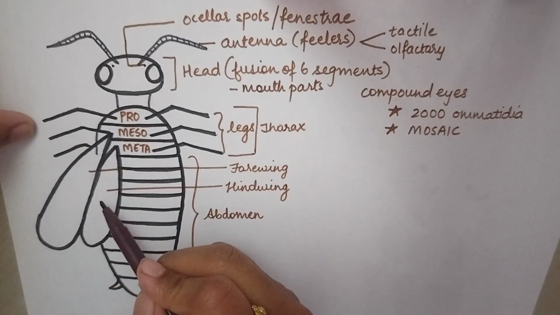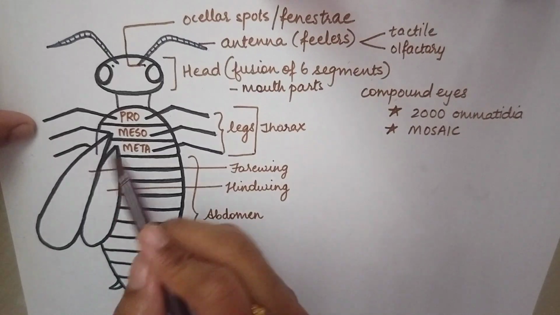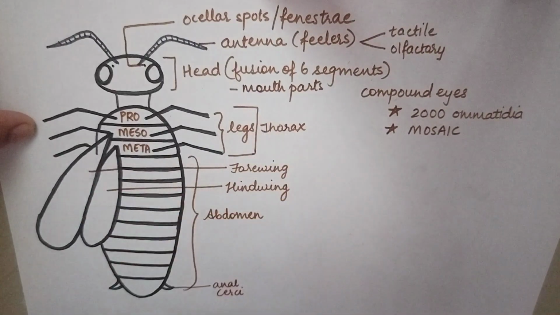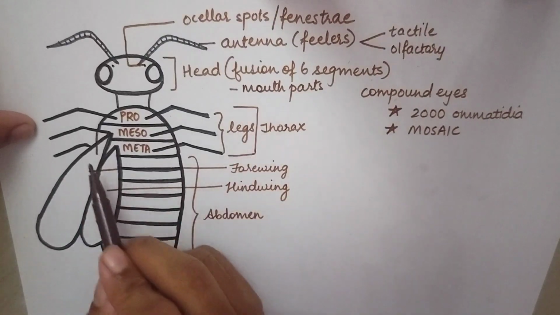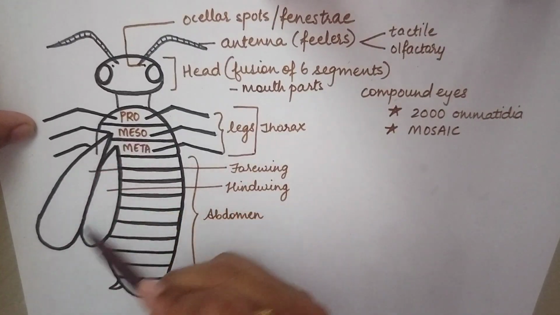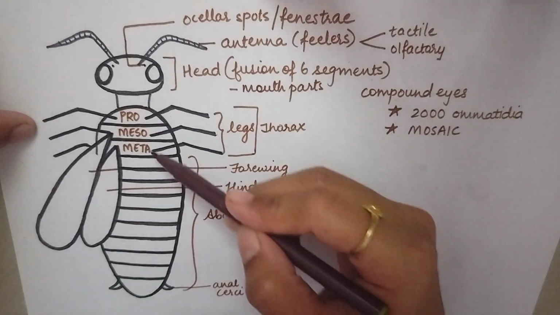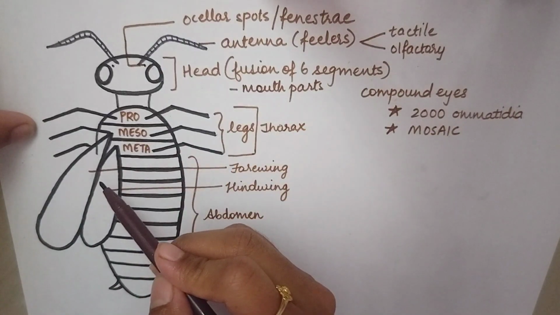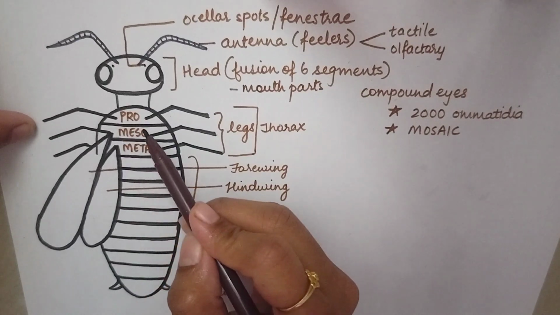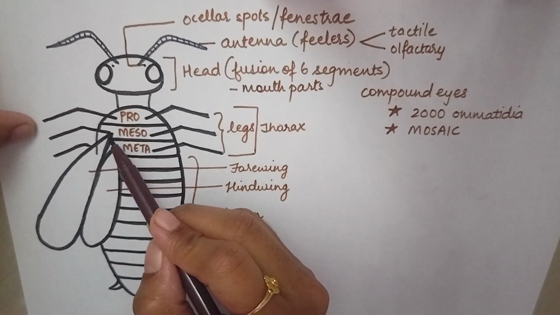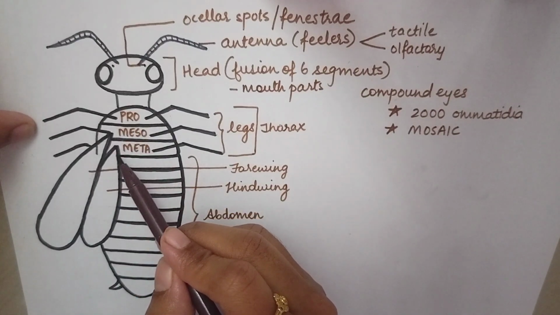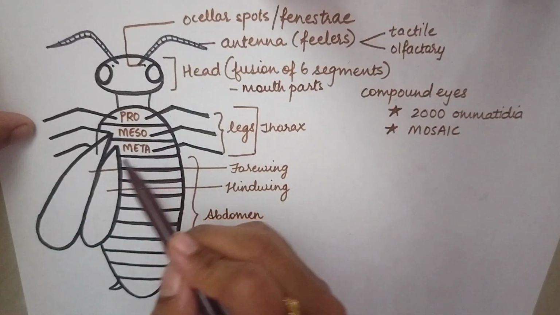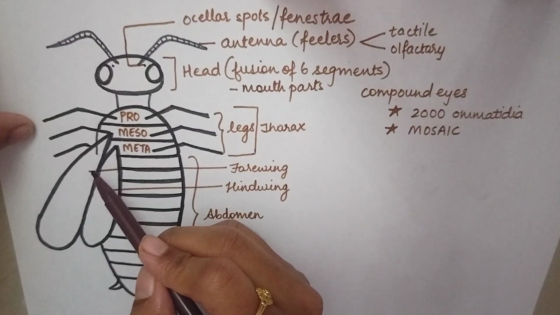These two are the wings of the cockroach. The prothorax does not have wings. Remember this. The cockroach has two pairs of wings. See here there is one pair, here also there is one pair. They are present in the mesothorax and metathorax: this is the mesothoracic wing and this is the metathoracic wing. So meso and meta, these two segments each have one pair of wings.